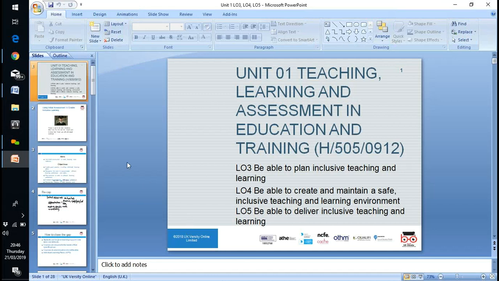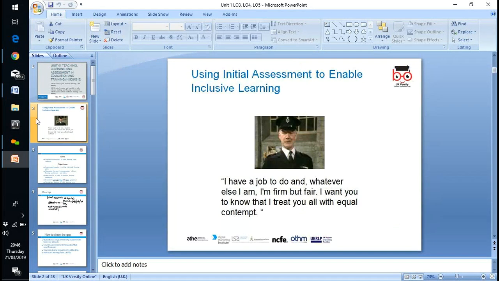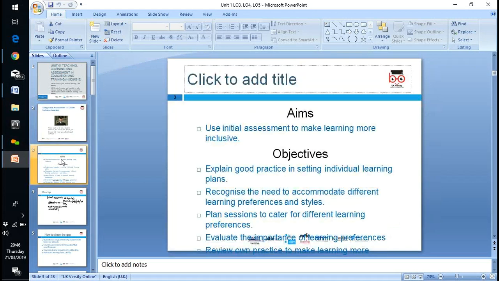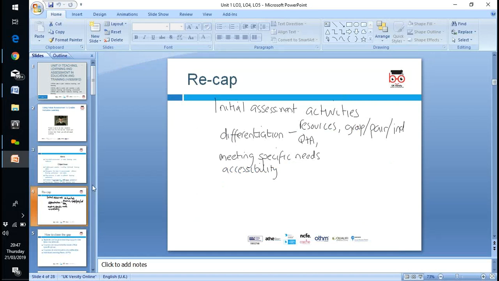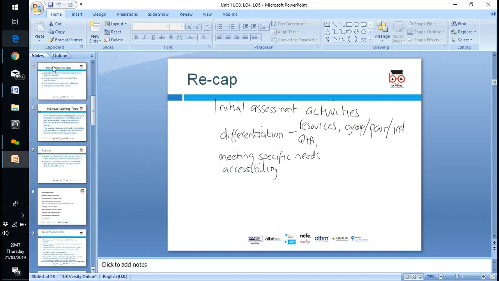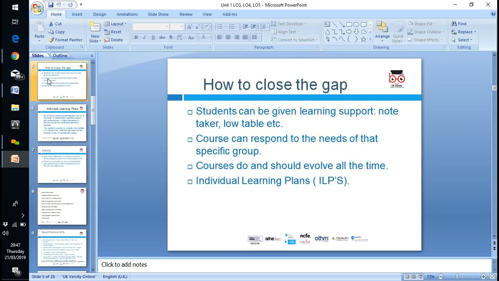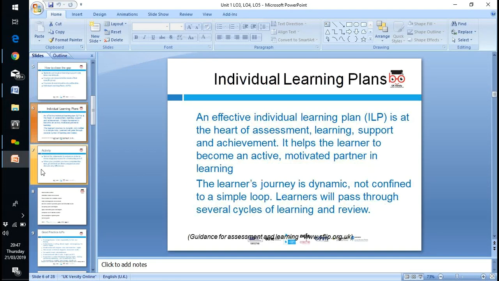It's quite a long one, this one, because it covers more than one learning objective. I can whiz through the first one, which is basically looking at initial assessment, aims and objectives, initial assessment activities. How to close the gap, students given learning support. Courses do and should evolve all the time. Individual learning plans. Moving through.